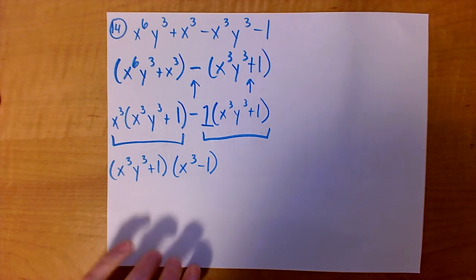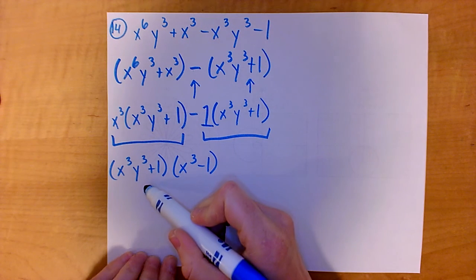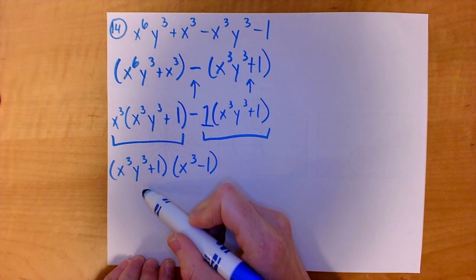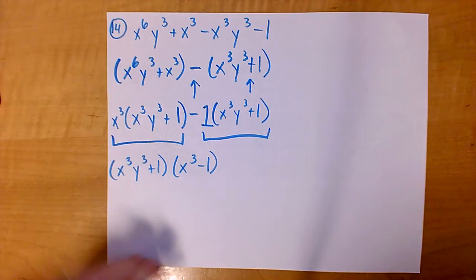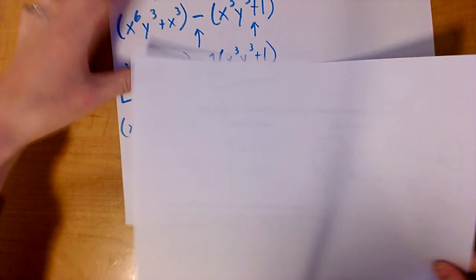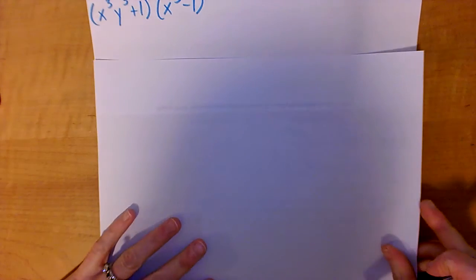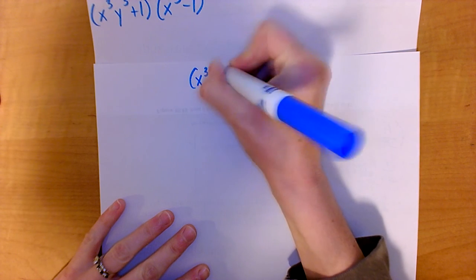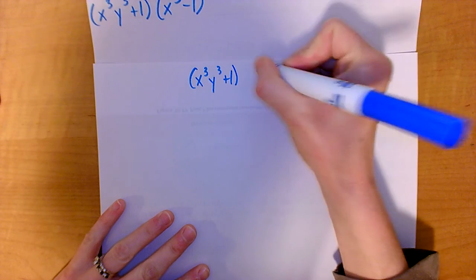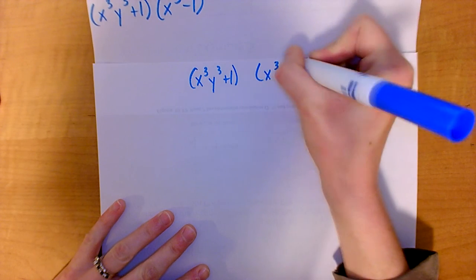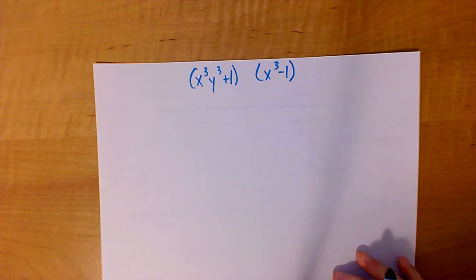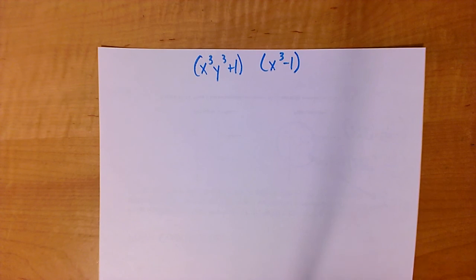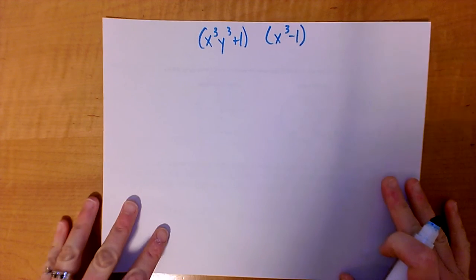So, let's see. X cubed, y cubed, plus 1. Well, we're going to need some more space for this. I'm going to get a new sheet of paper, and I'm going to copy this down on the top of this, right? So what we want to factor further is what we just got. X cubed, y cubed, plus 1, and then x cubed minus 1. Okay, so we're going to factor both of those further, both of these are perfect cubes.